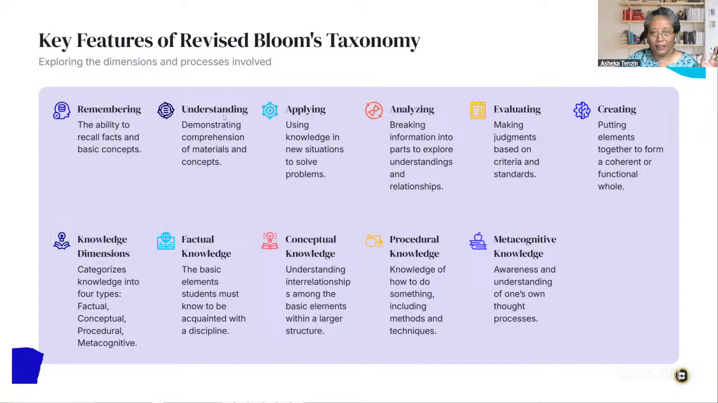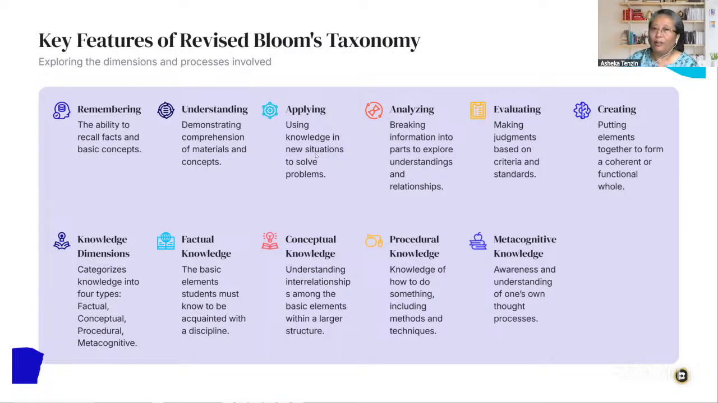The second level is understanding. Here, the students will show comprehension, okay, of the different materials and the concepts they have learned. So here is understanding, showing comprehension. After the student has comprehended or understood what is being taught, he or she will apply it to already familiar situations or new situations. So the next level is applying. So you will use the knowledge that you have gained in new situations to solve problems.